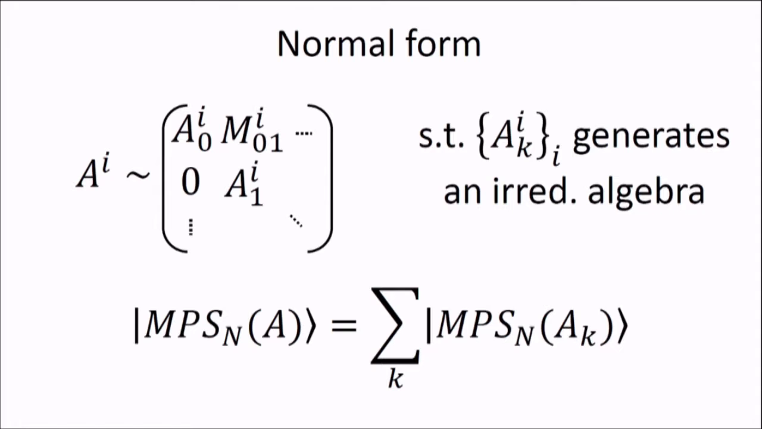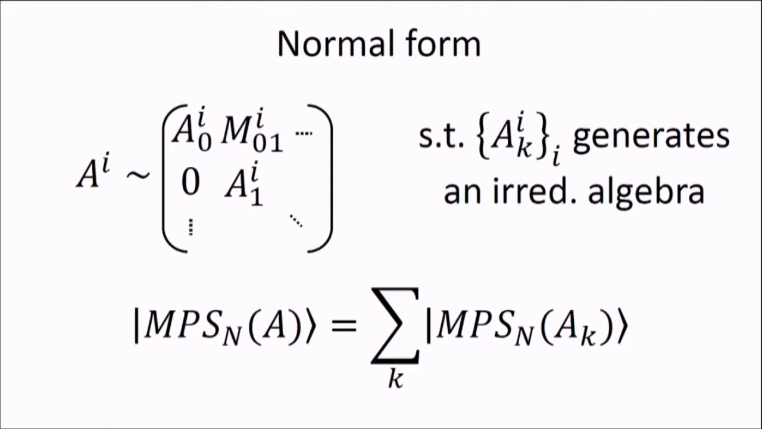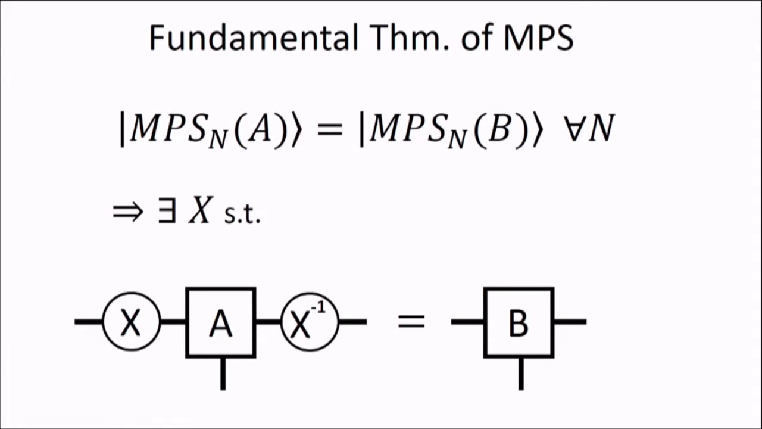And then you realize, because you're tracing them at the end, you have this trace here, if you ever hopped when you were going along the chain, that contribution will die. So actually what you can do, to get an equivalent matrix product state, is just throw away all these off-diagonal blocks. You just put zeros up here and you'll find the same state, which is just given by the sum of these irreducible states. So those are the important building blocks for tensor network states in 1D.